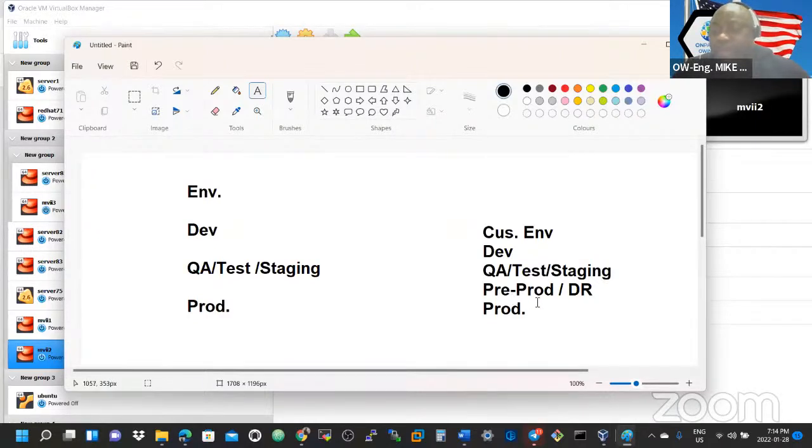Now, we have the pre-production environment or disaster recovery environment, which will be a mimic that imitates the production environment. So all the services and whatever we have in the pre-production and the disaster recovery is the same thing as a production environment. What is the reason for this? Why is this?